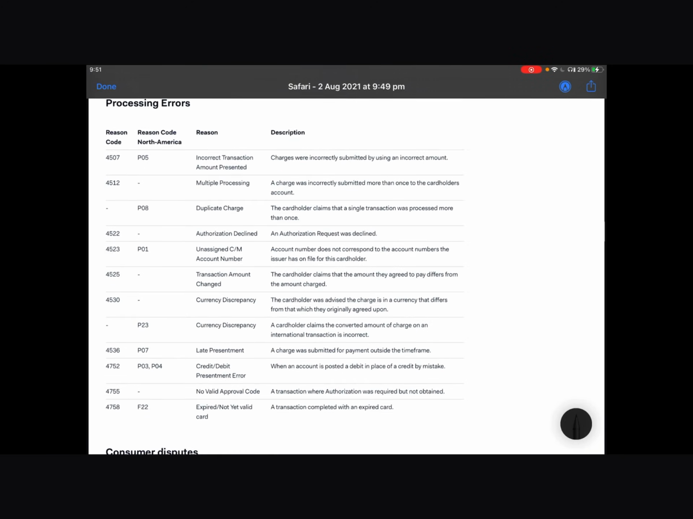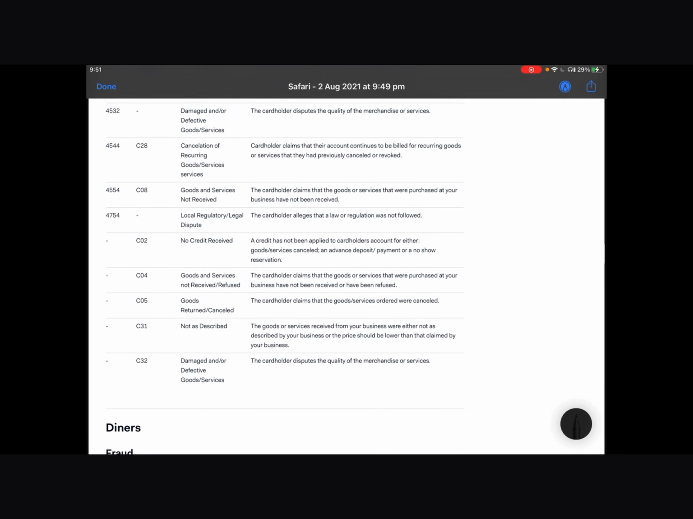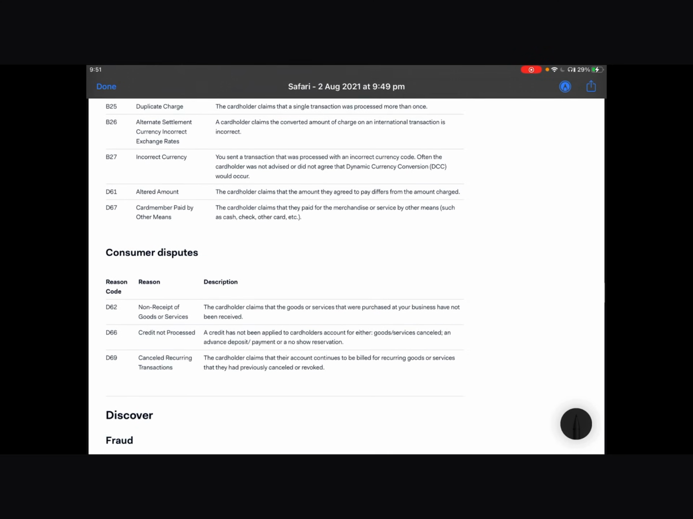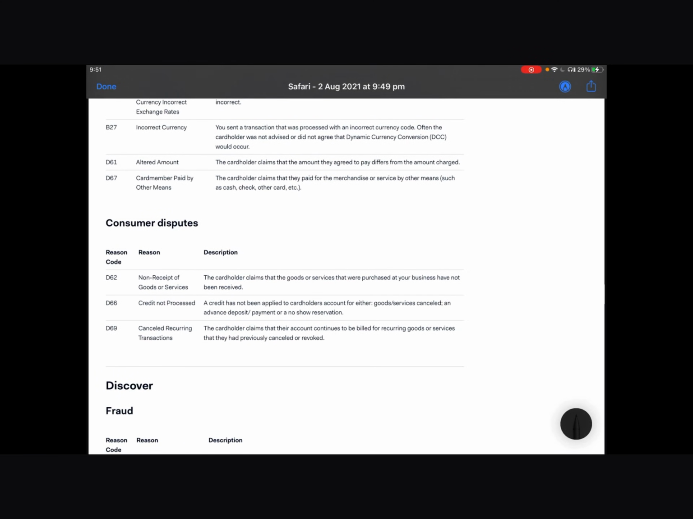So go through this list. I have given the link in the description so you can go through and see all of these different reason codes. It's a good way of understanding what the different kinds of reason codes are, especially if you're working in projects which require you to extensively deal with reason codes. Then it is a very helpful way to understand this.